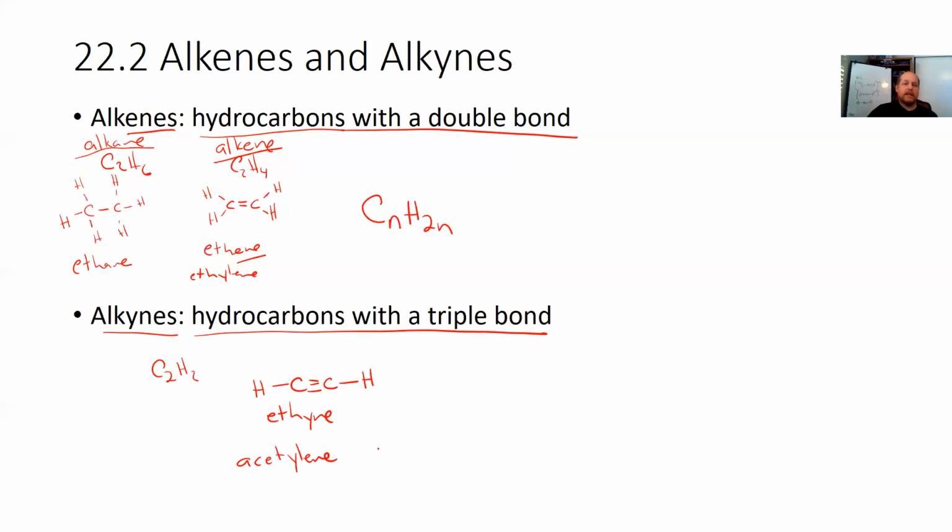If you've ever used an acetylene torch, or know someone who has in something like welding, you're burning this particular molecule. And so that's the name of it. The overall formula for hydrocarbons with triple bonds is going to be CnH2n-2.